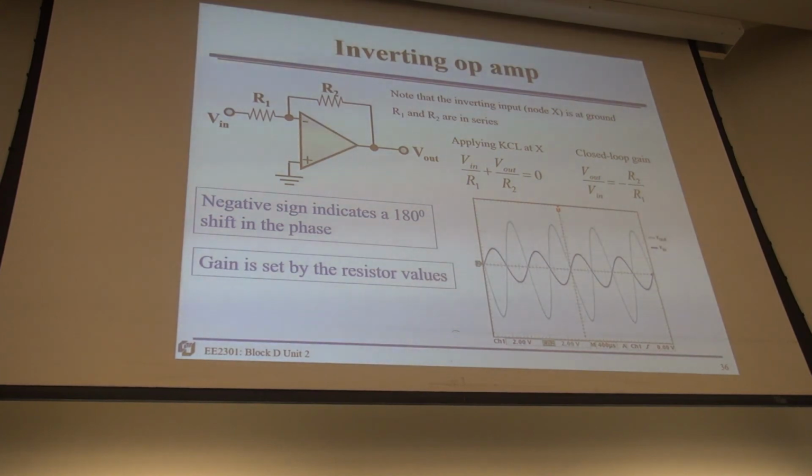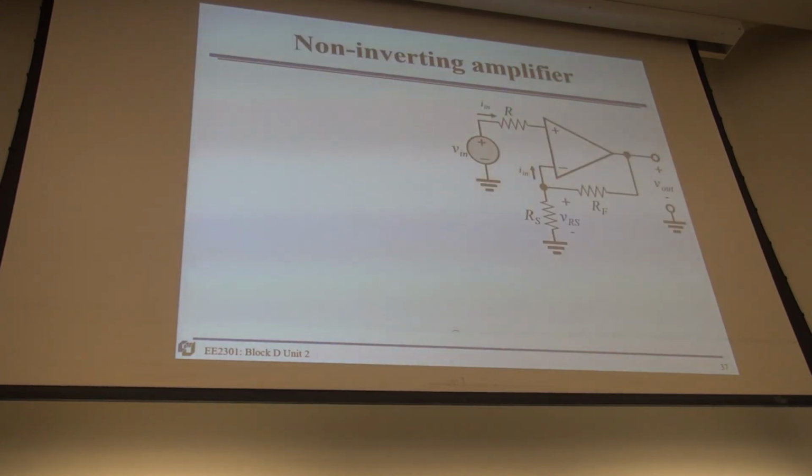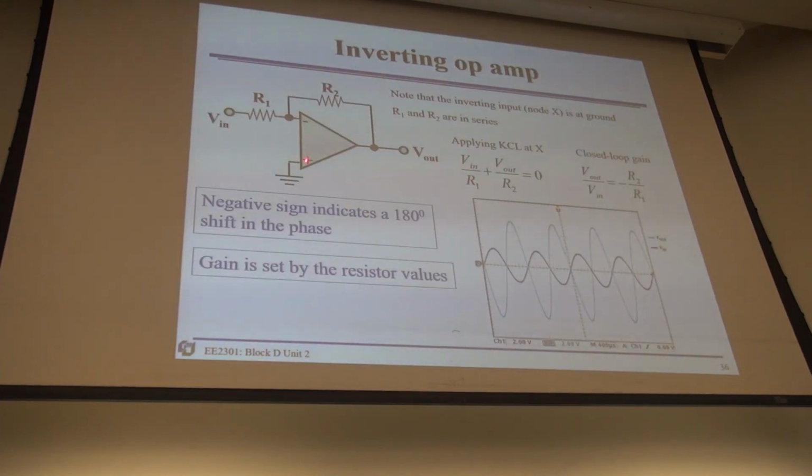Okay? So we are going to do non-inverting amplification. What does that mean? This is positive, this is negative. They look different. So we call it negative. This is the inverting terminal. This is the non-inverting terminal. But we do this one here.